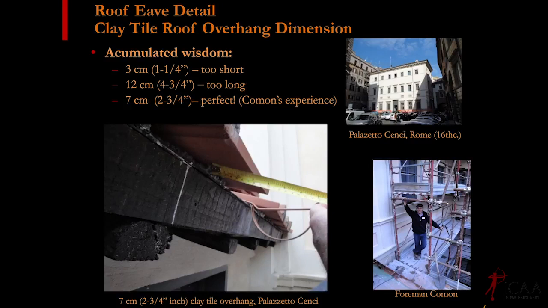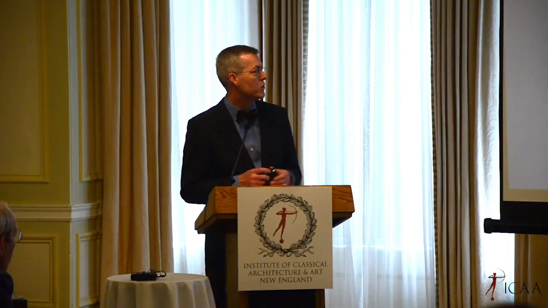And what he explained was that if the overhang is too short, the water curls back around and all this wood rots. And if the overhang is too far, then someone puts a ladder up there, goes to maintain the roof, and it snaps off under the weight of the ladder or the worker. So that 7 or 8 centimeters, that 2 3/4 inches was perfect. It was kind of the Goldilocks dimension, not too much and not too little.